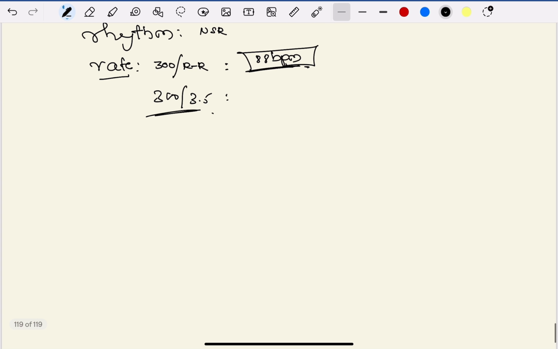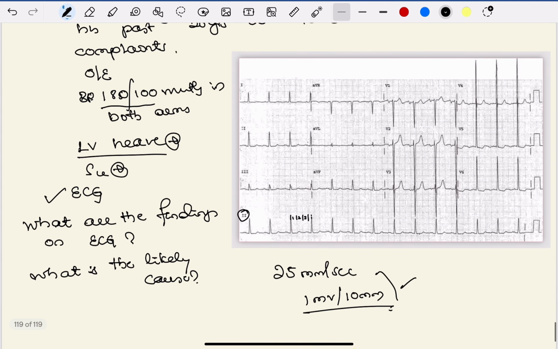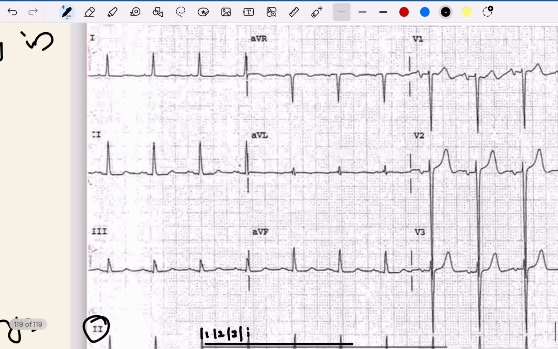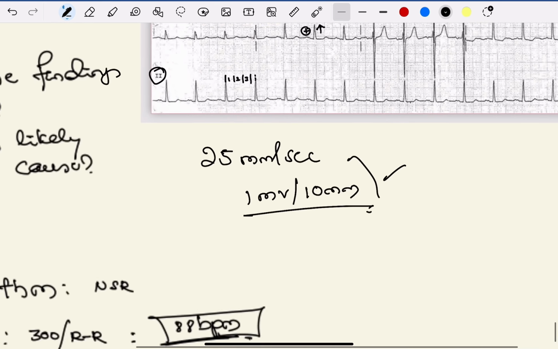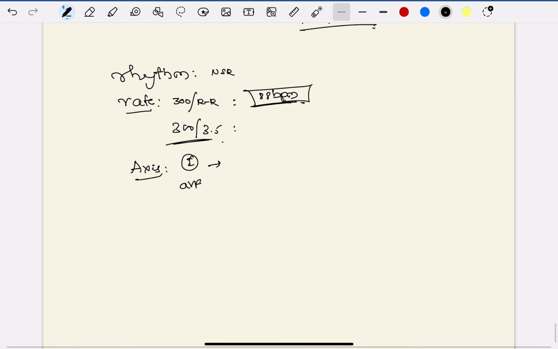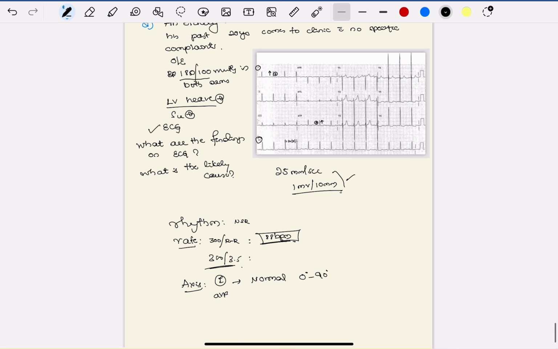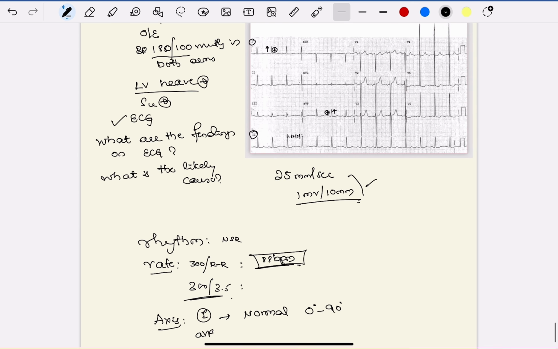Now after that we have to calculate the axis. For calculation of axis, you need to see lead 1 and lead aVF, because they are perpendicular to each other. Look at lead 1 here. The QRS complex is predominantly upward, or predominantly positive. In lead aVF, it is also predominantly positive. That means both are going up, which means normal axis. So the axis is normal, lying anywhere between 0 to 90 degrees. Now let's look at the waves.